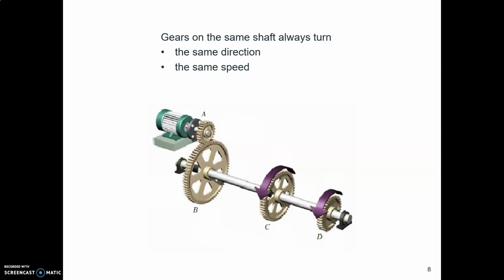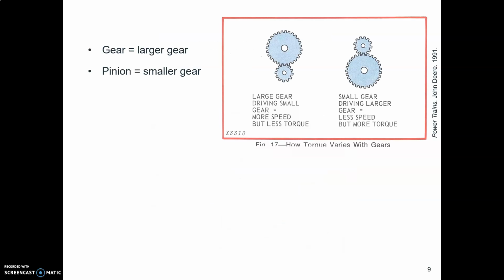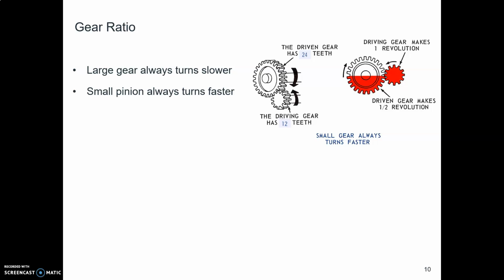In a gear train, we call the small one the pinion. And the pinion is always the driver, so it's attached to the motor or the engine or whatever is driving the thing. And the pinion, the small one, always goes faster. You can maybe visualize this looking at this picture.